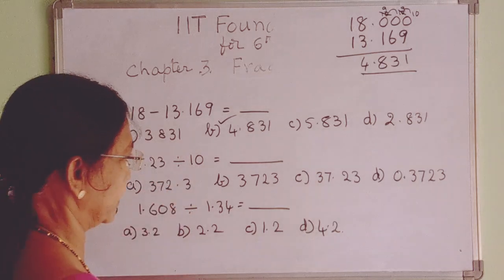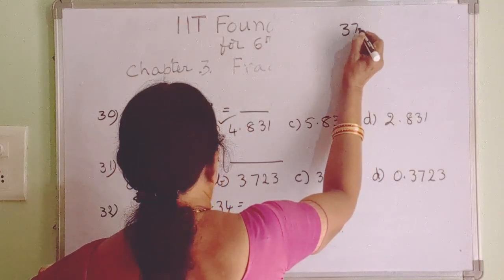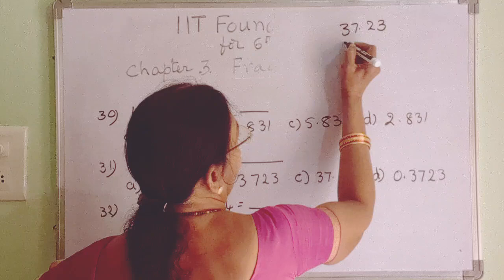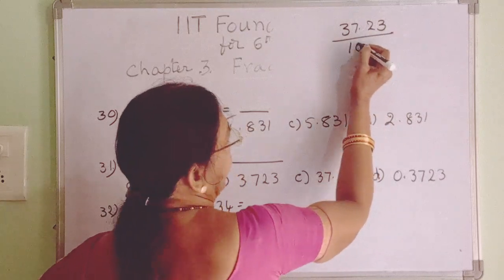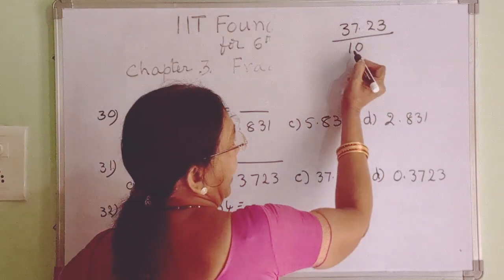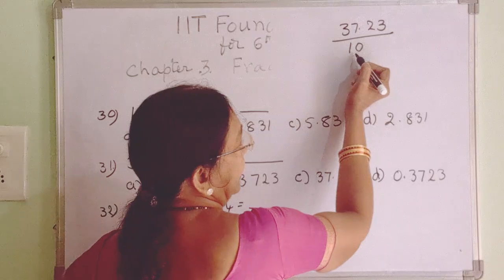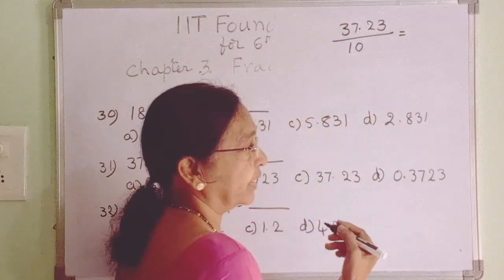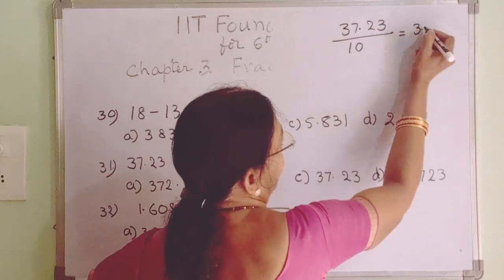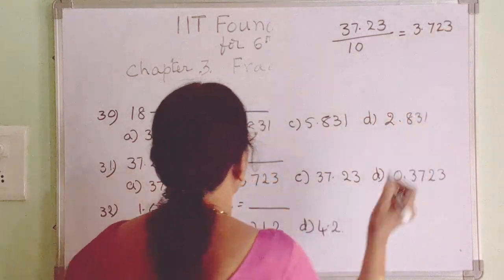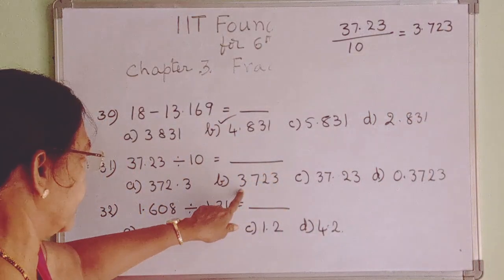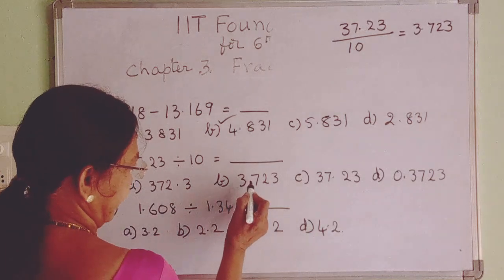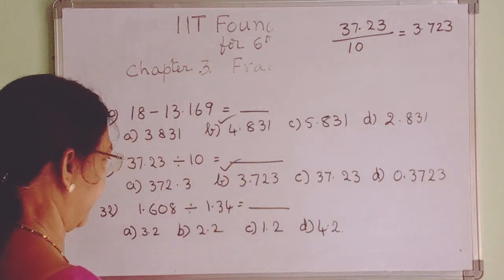This is a division. 37.23 divided by 10. As there is 1 zero after 1 in the denominator, we have to move one place from right to left. Therefore, 3.723. This is 3.723. Option B is correct.